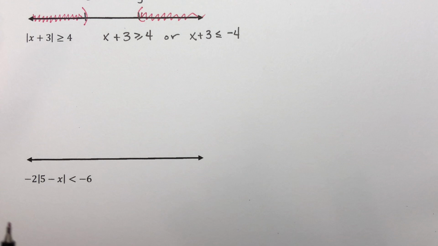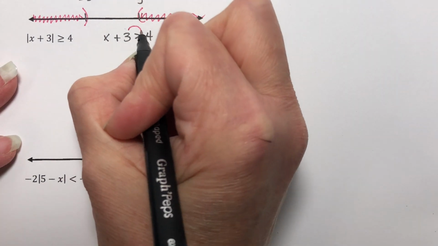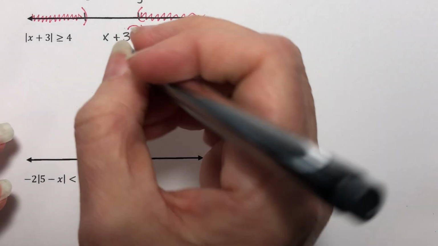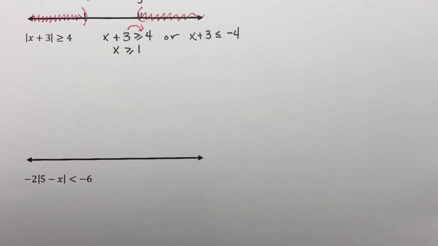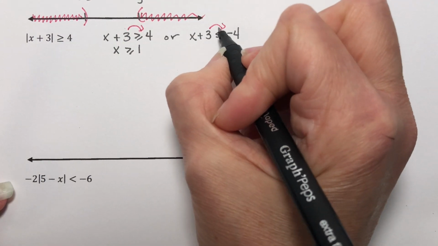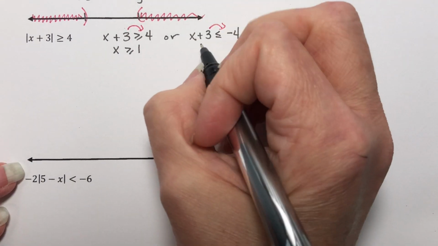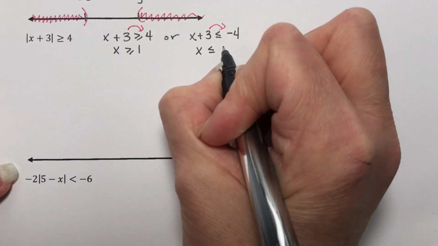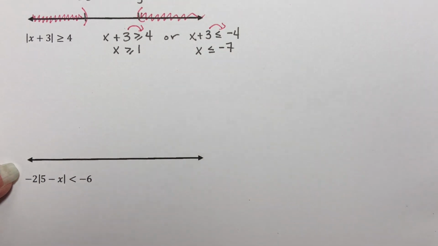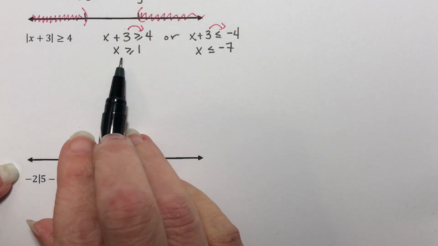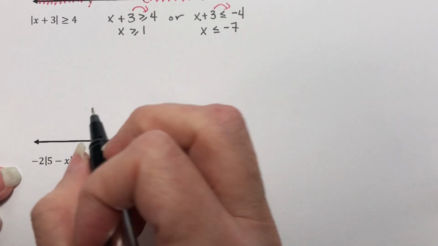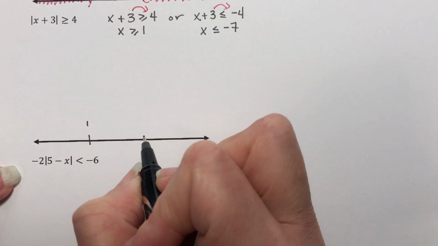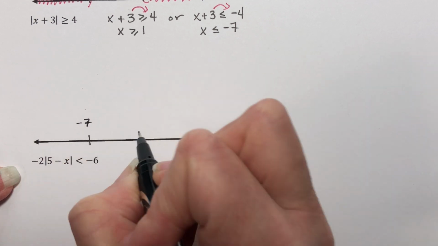Now, this time I have things to solve. So here I'm going to subtract 3 from both sides, and I get x is greater than or equal to 1. Here, if I subtract 3 from both sides, I get x is less than or equal to -7. Okay, these have equal to's, so they are going to have brackets. And so I need a -7, and I need a 1.